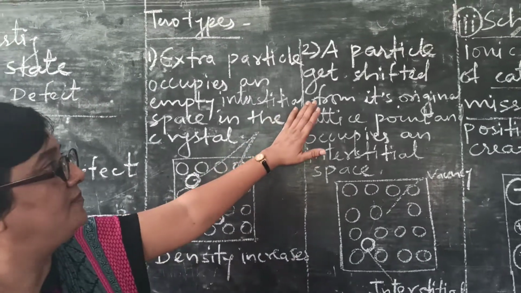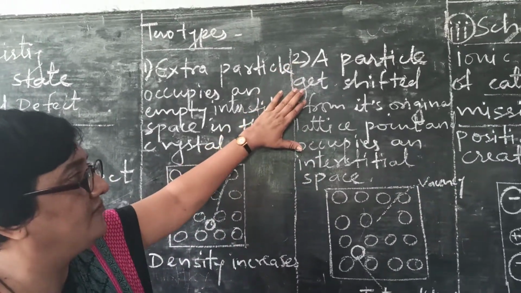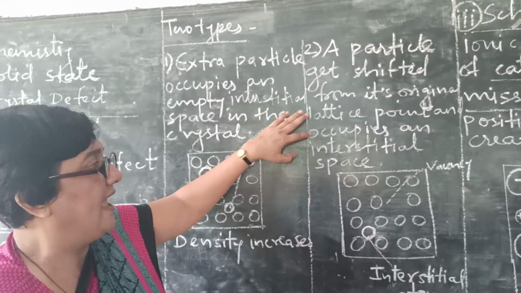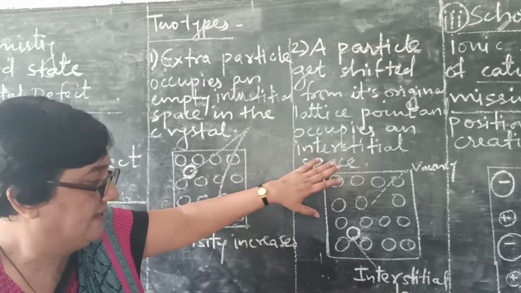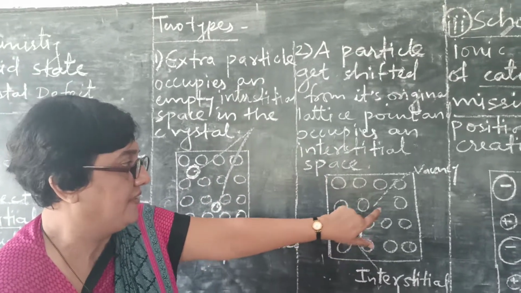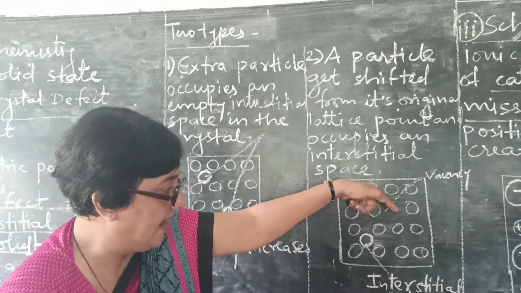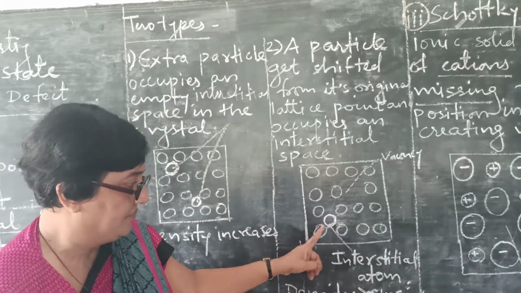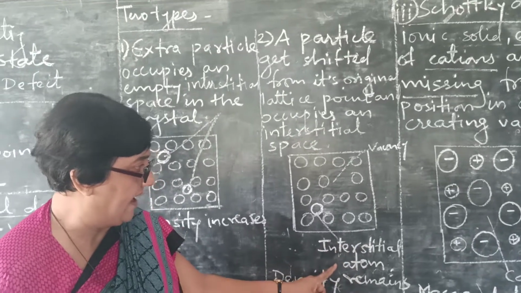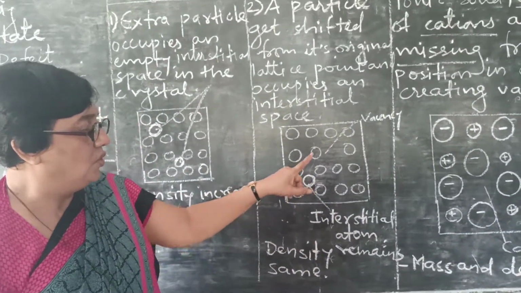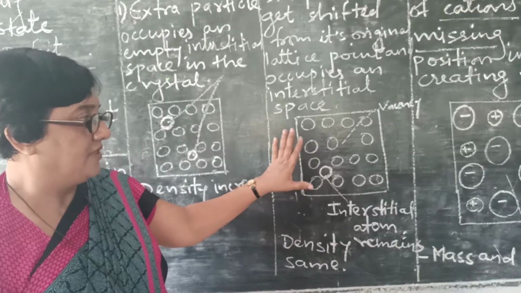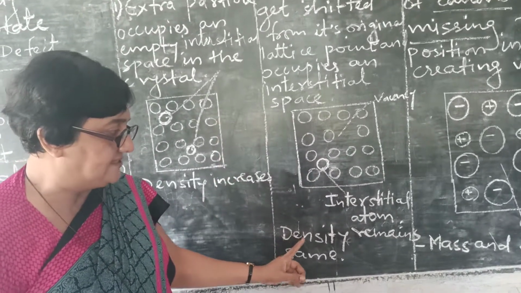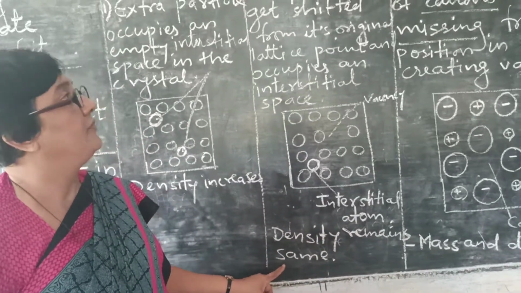In the second type, a particle gets shifted from its original lattice point and occupies an interstitial space, which is shown in this figure. Here vacancy is created and that vacancy is fulfilled here. This is the interstitial atom. In this case, no additional atom or ion or molecule, that is particle, is here. So density remains the same.